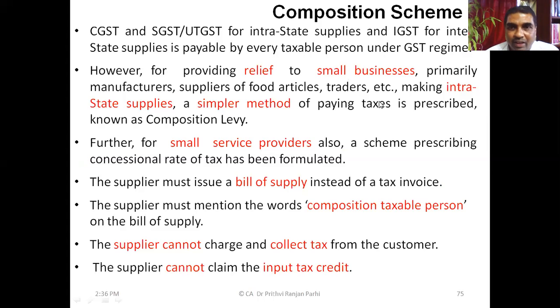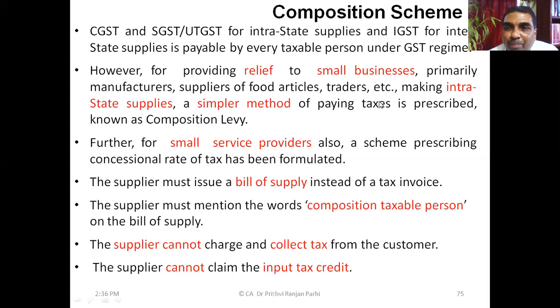Okay. So now we'll go a little deep into that composition scheme aspect. CGST, SGST, and UTGST are levied for intrastate supply, and IGST is levied when there is an interstate supply. These kinds of GSTs are levied.